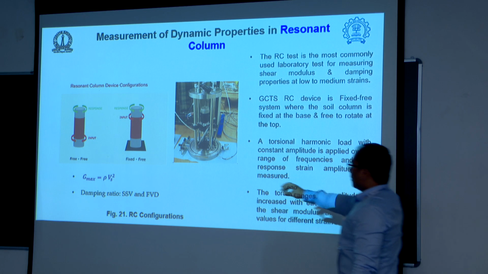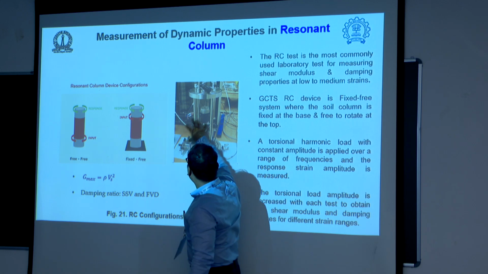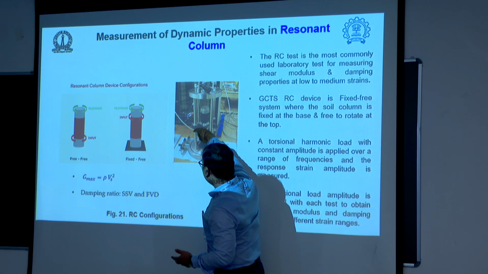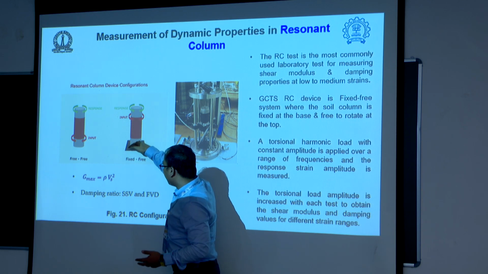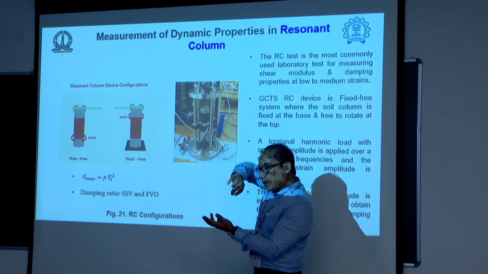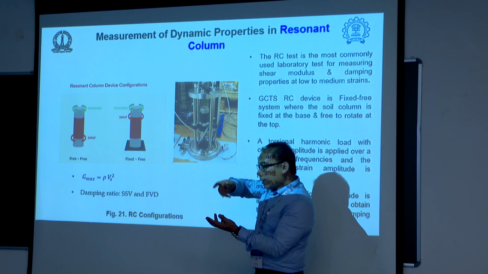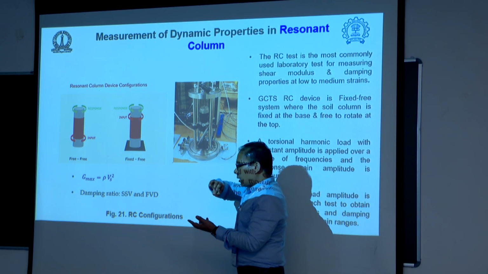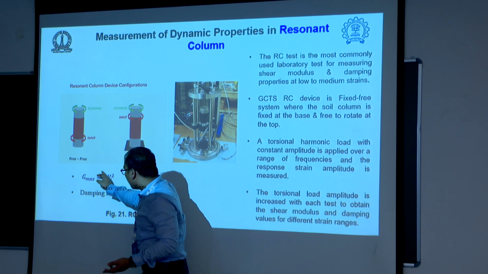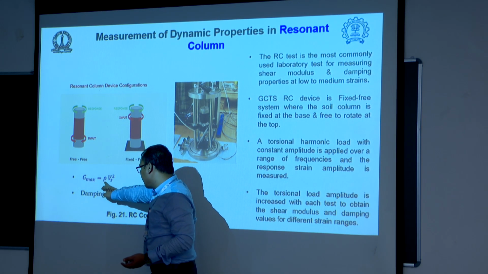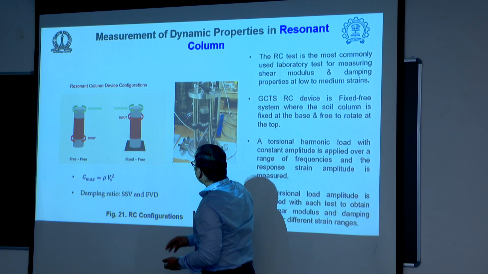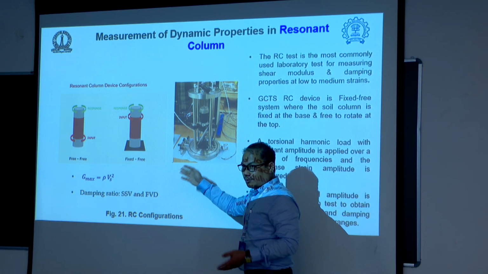You can see here, this is the resonant column apparatus available at IISc. Now, what we do is this: the specimen is fixed at the base and free to rotate at the top. Once you apply the torque, it will rotate here, and then the displacements are measured. Based on that, we apply a range of frequencies. Then finally we get the shear wave velocity. Once we get the shear wave velocity, using the relationship Gmax equals density into shear velocity squared, we can find out the shear modulus value.